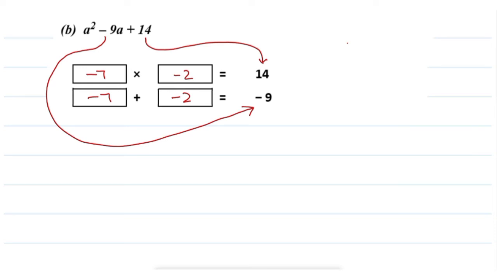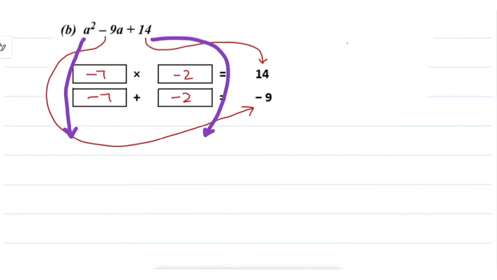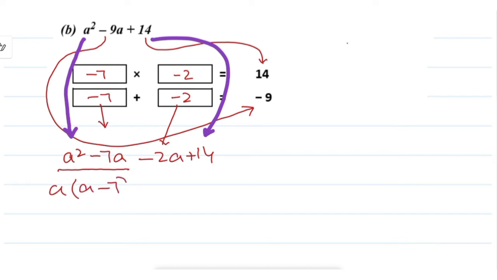So the first term remains the same, which is a square, and the last term remains the same, which is 14. So we'll write this as a square, negative 7a, and then negative 2a, and then plus 14. Now we can see that in the first two terms a is common, so the remaining is a minus 7.